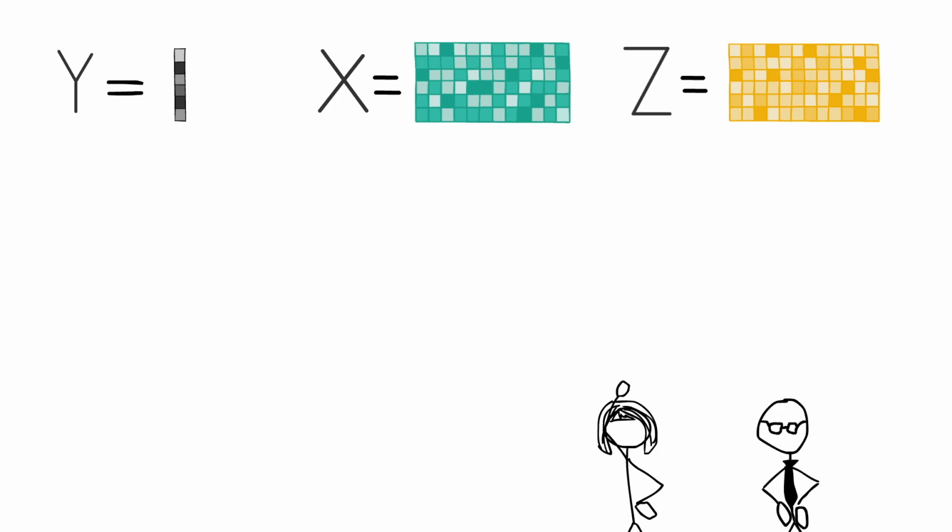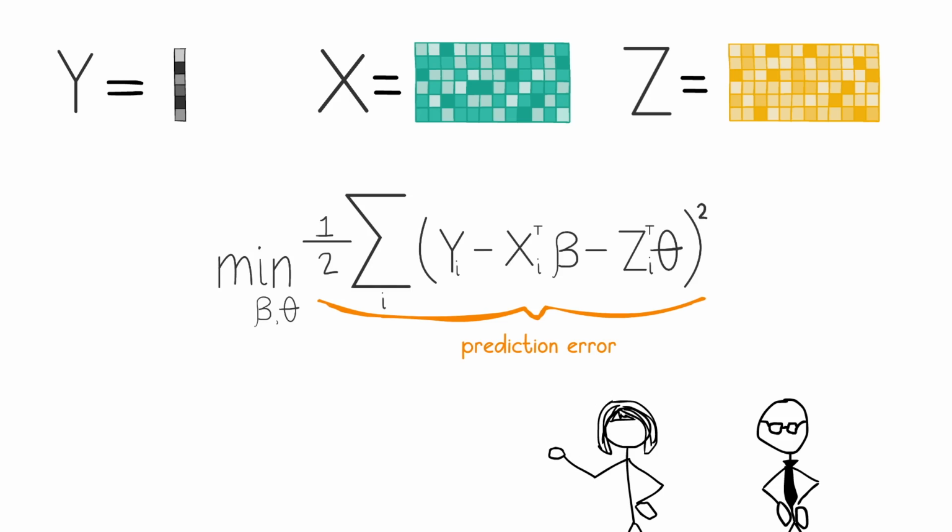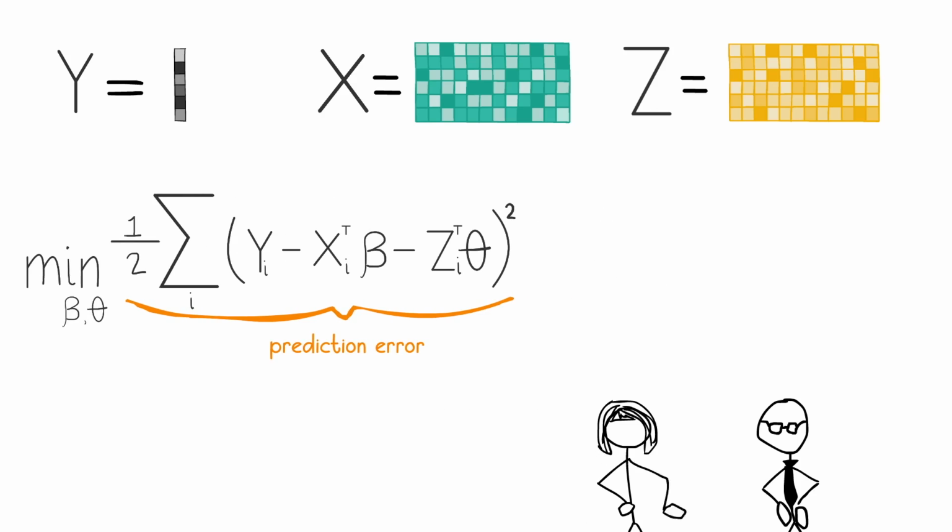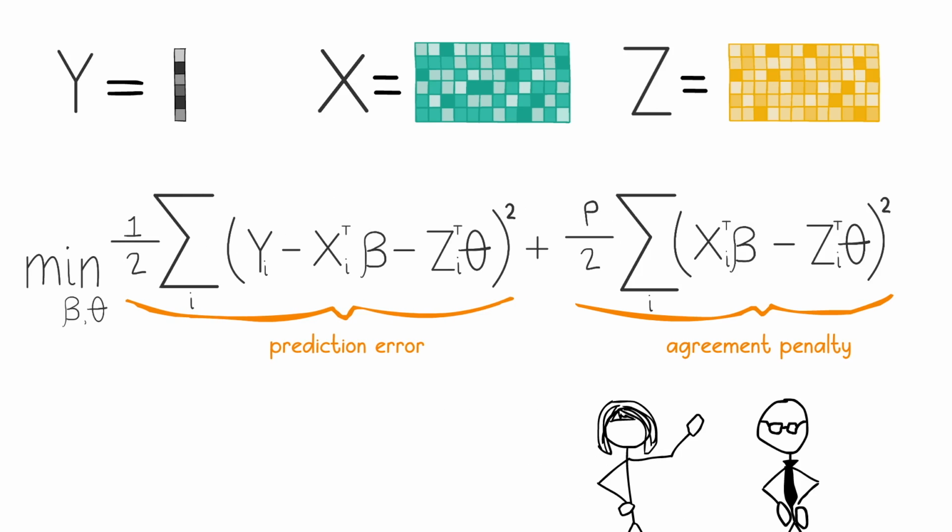Let's suppose we use linear models for our supervised learners. Then if y is our target and x and z our feature views, we can express early fusion as minimizing the objective 1/2 times the sum of (y - xβ - zθ)² over all choices of weights β and θ. To get late fusion and everything in between early and late fusion, we add an agreement penalty, ρ/2 times the sum of (xβ - zθ)².